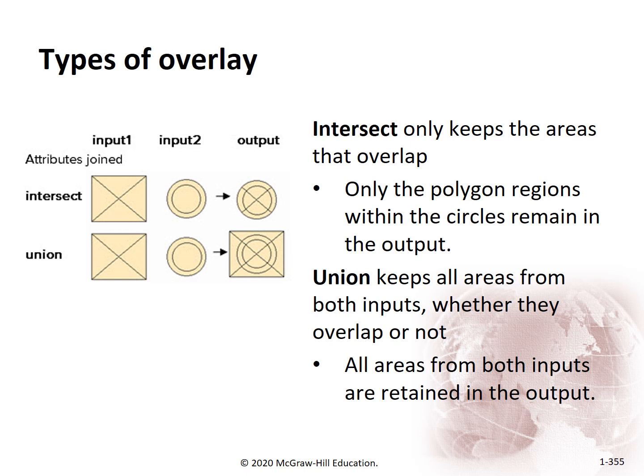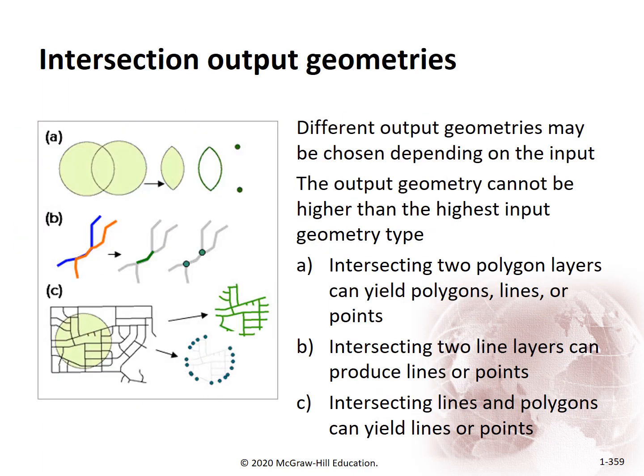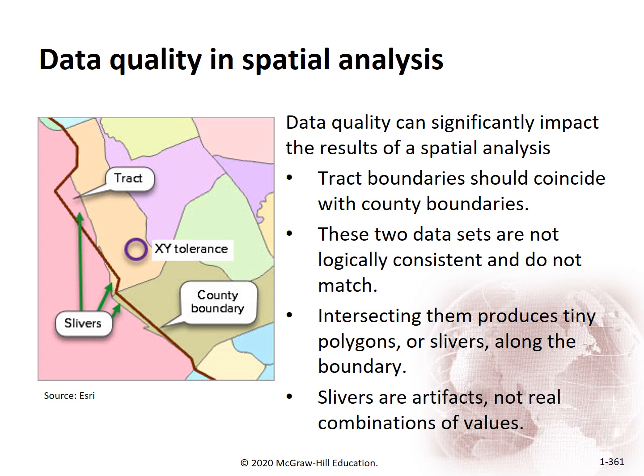Most common overlay functions: intersect and union. Said it before, say it again. Test questions. What does the intersect do? What does the union tool do? There's also clip and erase, where attributes are not joined, as opposed to intersect and union, where attributes are.